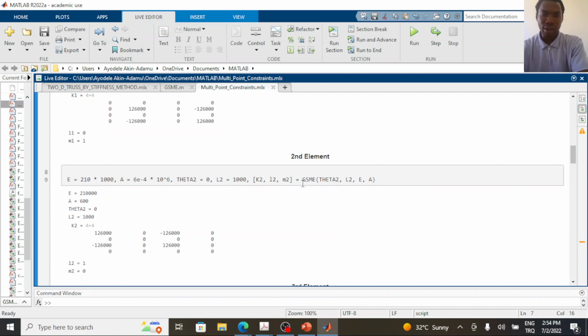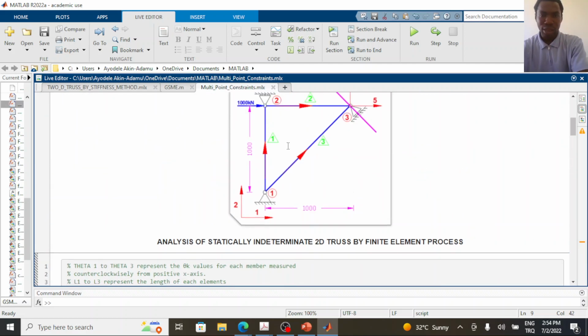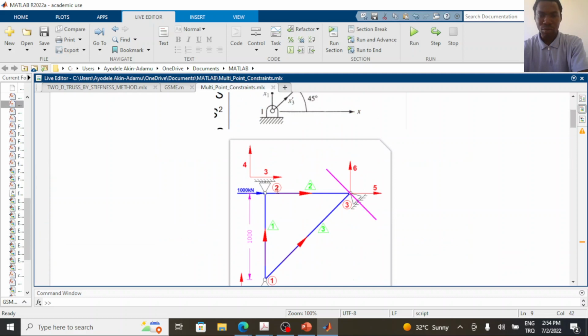You do the same thing for element two. For element two, the angle theta two is 0 degrees. This is element two here. Element two is the element between node two and node three. You can see because the element is exactly along the horizontal positive axis, the theta angle is 0 degrees.